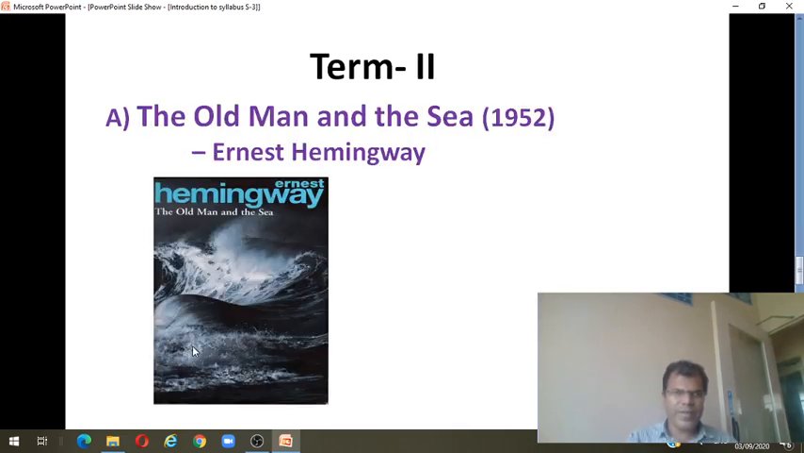We will move further. In the second term, we have to study two novels. The first novel that we are going to study in the second term is the world famous The Old Man and the Sea by Mr. Ernest Hemingway. This novel was published in 1952 and it deals with an old man who went to sea to fish.